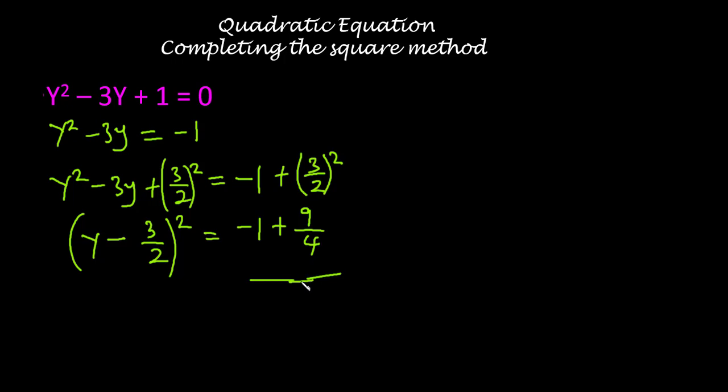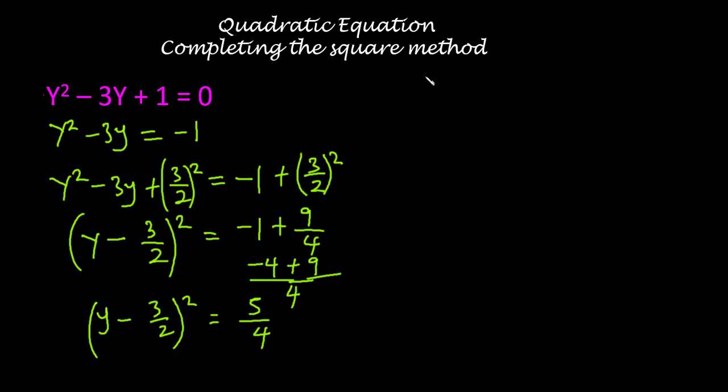Then we have 4. 4 divided by 1 is what? 4 times minus 1 is what? Minus 4 plus 4 divided by 4 is what? 1 times 9 is what? 9. So we are saying that y minus 3 over 2, everything bracket square, is equal to 5 over 4.